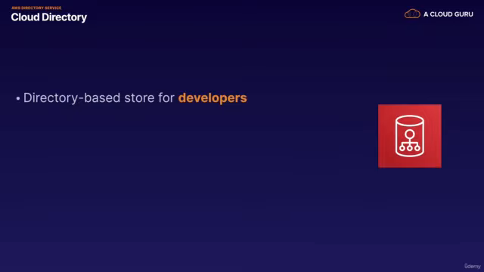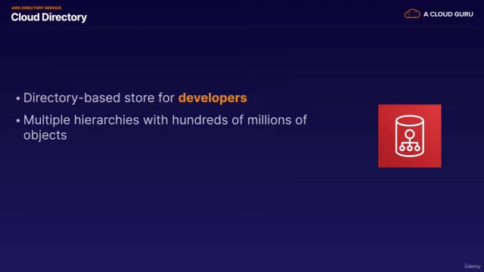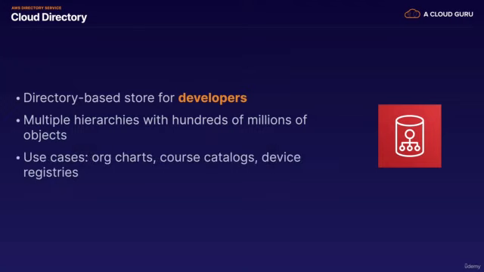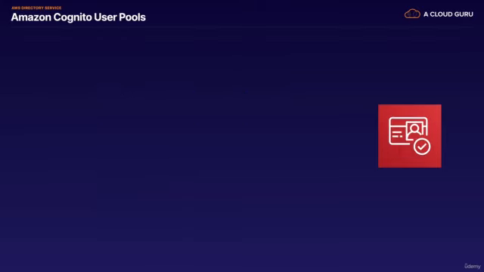This is a directory-based store intended for developers. It supports multiple hierarchies with hundreds of millions of objects. And some places you might want to use this are applications that implement org charts, course catalogs, or device registries. And this is a fully managed service, so no infrastructure for you to manage. So that's Cloud Directory. Finally, we have Amazon Cognito user pools.